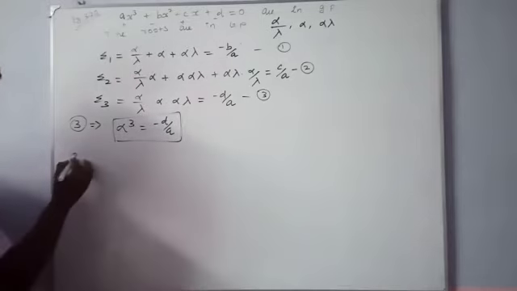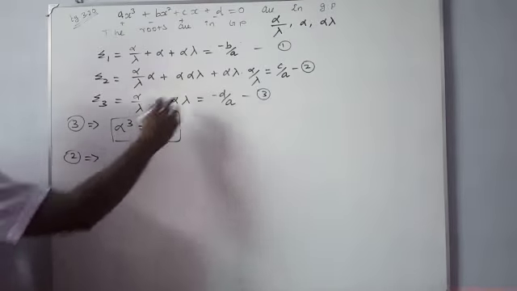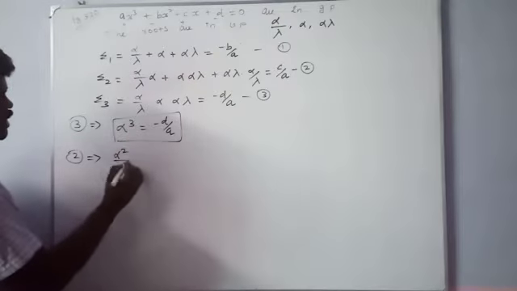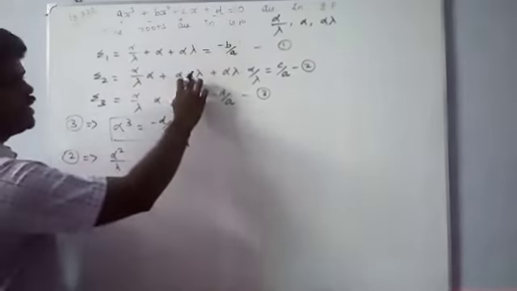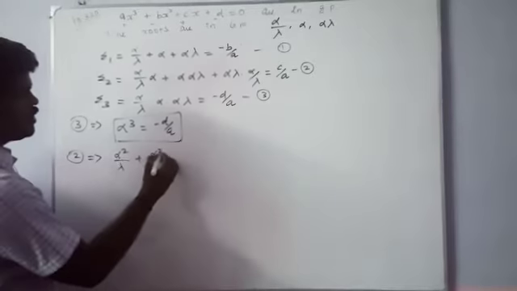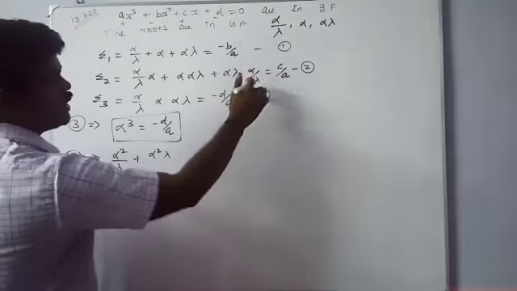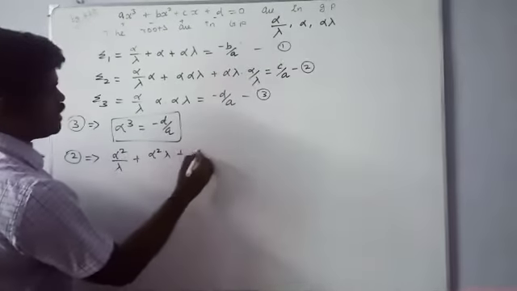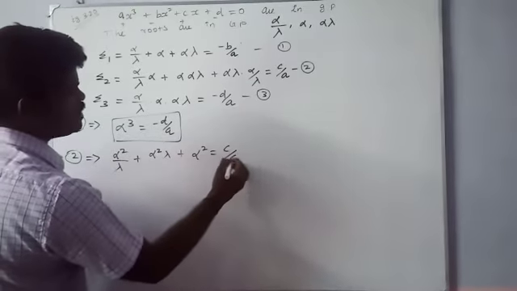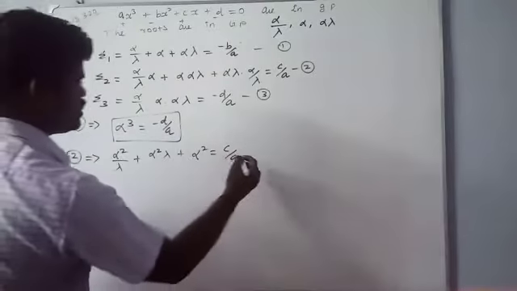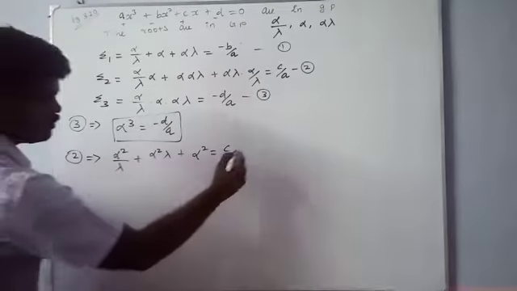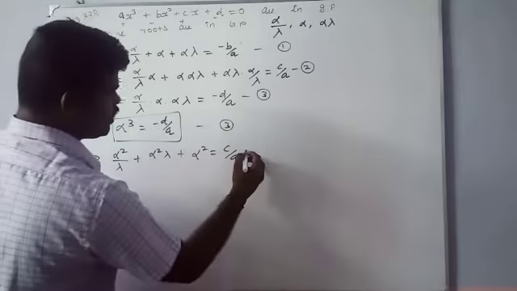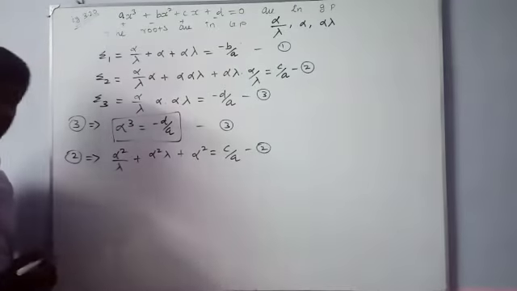And the second equation is alpha squared by lambda, and here also plus alpha square lambda. Cancel these two lambda, then alpha square is there. Alpha square is equal to c by a. This is the second equation. The third equation is simplified in this form, and the second equation is simplified in this form.